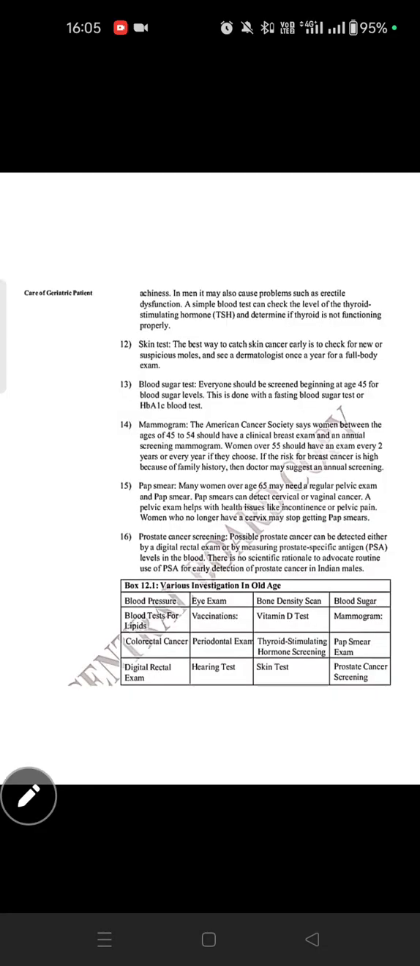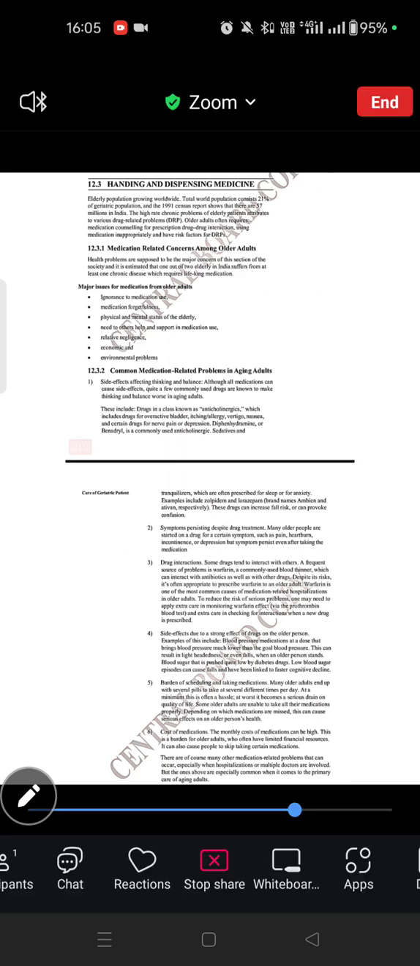So this is all for ages 45 to 65. We should maintain education, and we can do all the investigations. Then we can go for the handling and dispensing of medicines.